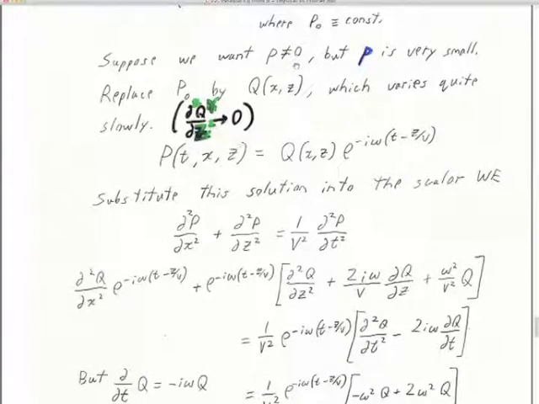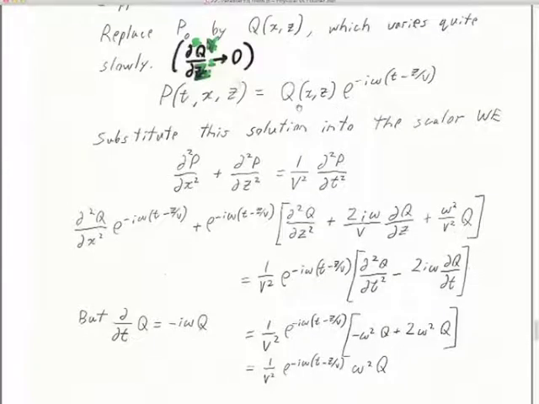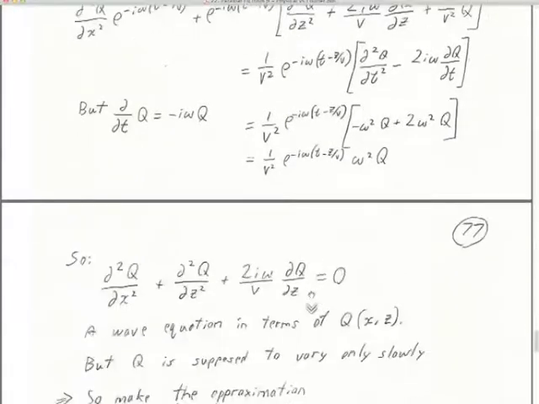So we want p to not quite be zero, still very small, but not quite zero. And this is kind of a mess here. This is d squared q dz squared. Okay, so we're going to replace the data by this q, where the wave field itself varies quite slowly. The second derivative of the wave field, p in z is close to zero. Okay, so we replace that p wave field, the actual data, by this slowly varying wave field, and we substitute that solution into the scalar wave equation.